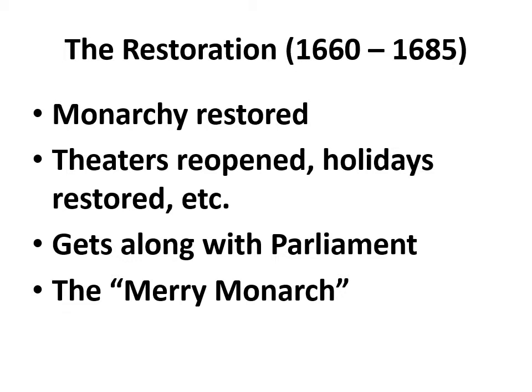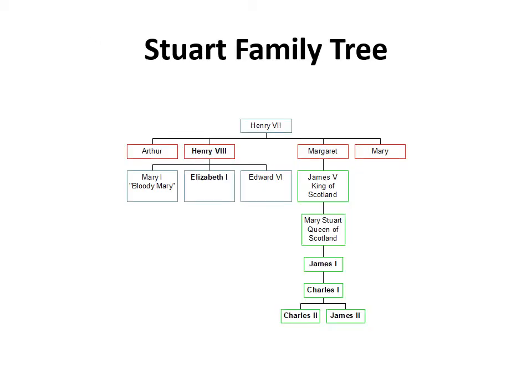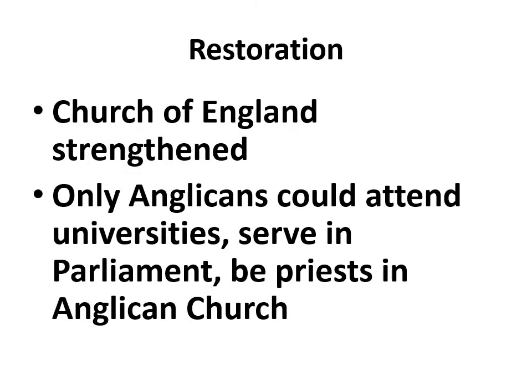He's known as the Merry Monarch, because while he's on the throne, it's basically party city. Like I said, everything's reopened, the people are celebrating, they're happy. Here, if you're interested, is the Stuart family tree, showing down towards the bottom the Stuart kings, James, Charles, and then Charles's two sons.